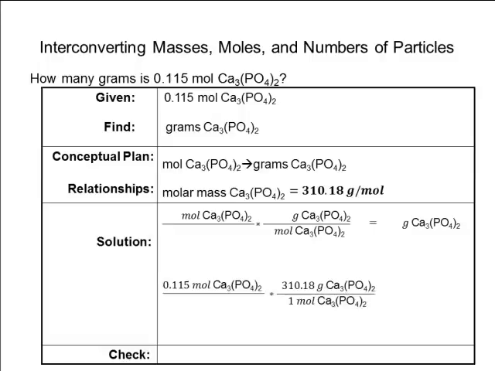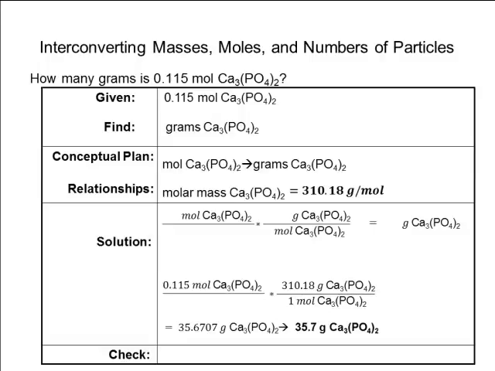Now I can go back in and put in the numbers, and I end up with 35.6707 grams of calcium phosphate. Don't forget to pay attention to the significant figures. Always be keeping track of those. So I have 0.115, which has 3 significant figures. 310.18 has 5 significant figures. So therefore my final answer is limited to 3 significant figures. So 35.67 gets rounded to 35.7.